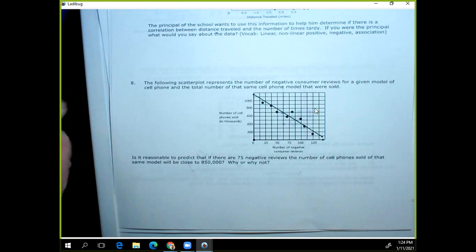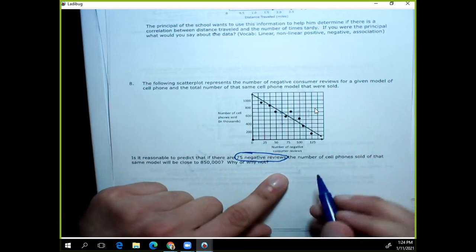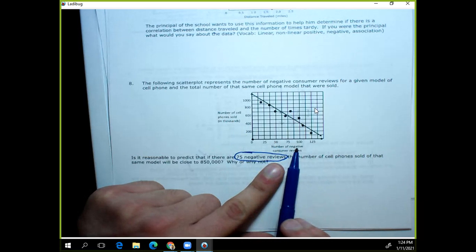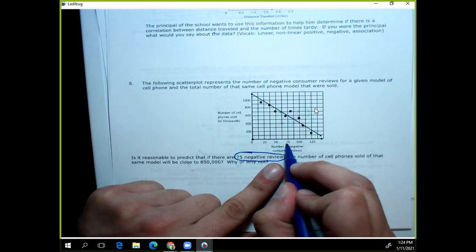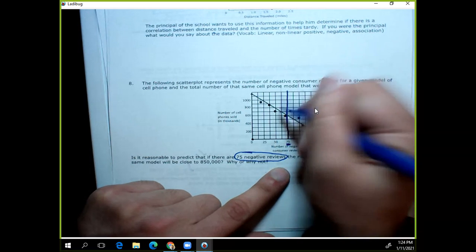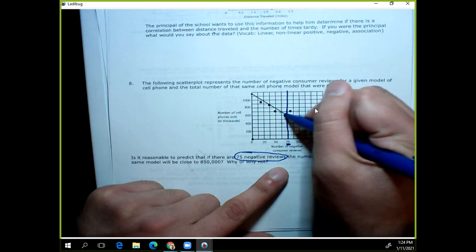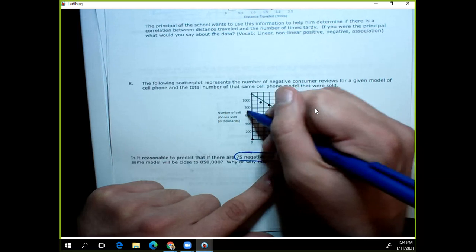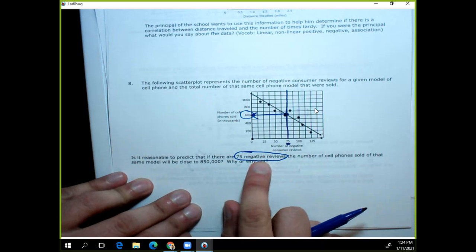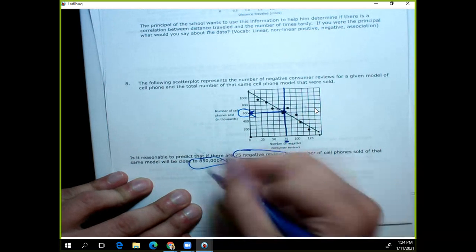All right, so they're claiming at 75 negative reviews. So negative reviews are on the y-axis or are they on the x-axis? On the x, right here. So 75. So we're going to put our line vertical this time. And oh great, the trend line's already given to us. And where does it intersect? Right here. At how many cell phones? 600 or 600,000. So they're claiming that at 75 negative reviews, the amount of cell phones sold is 850,000. Is that a true statement? No. So the answer would be no.